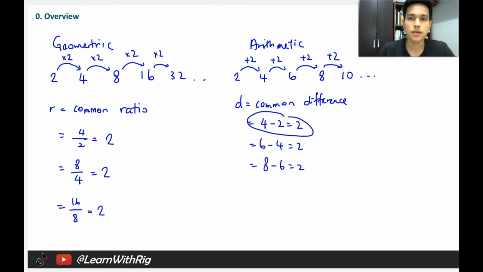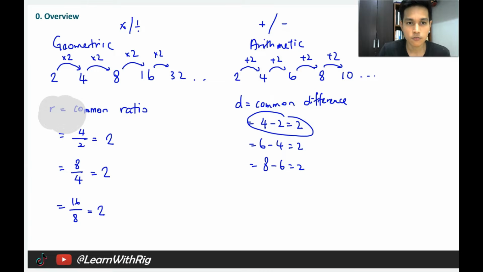So in other words, arithmetic is when you are adding or subtracting a number, but geometric is when you multiply or divide. That's the difference between arithmetic and geometric. In arithmetic, you want to find the common difference. In geometric, you want to find the common ratio. Okay, so this is the difference.